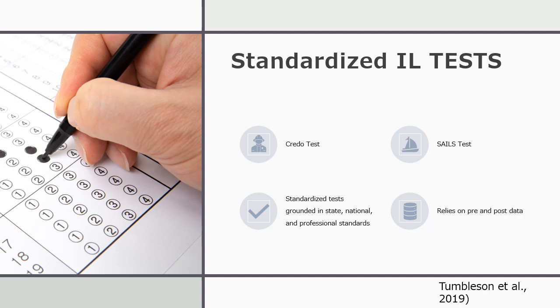Next, we have standardized information literacy tests, which can be found online. These tests include the SAILS test and the CREDO test. Standardized tests are grounded in state, national, and professional standards, and they also rely on pre- and post-test data.